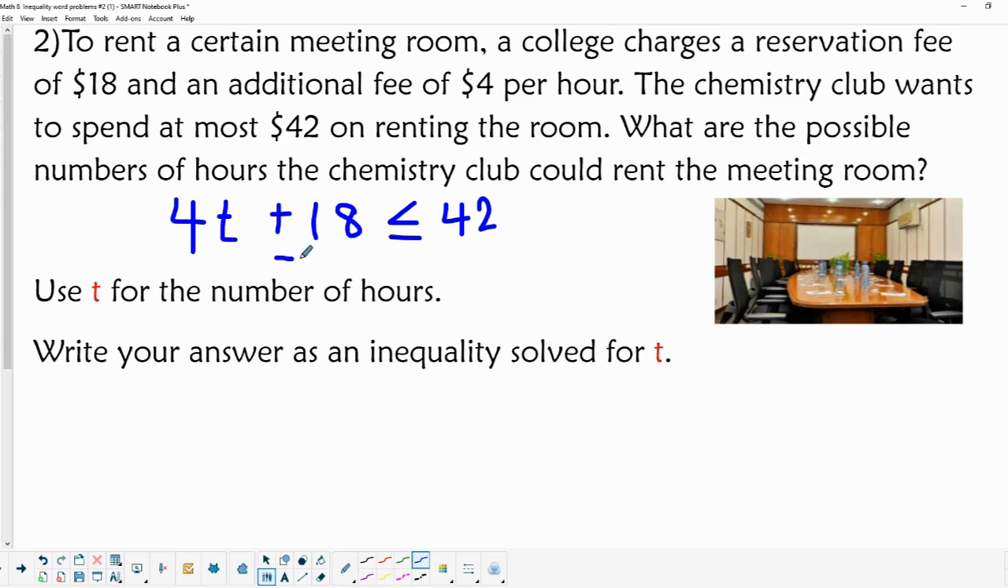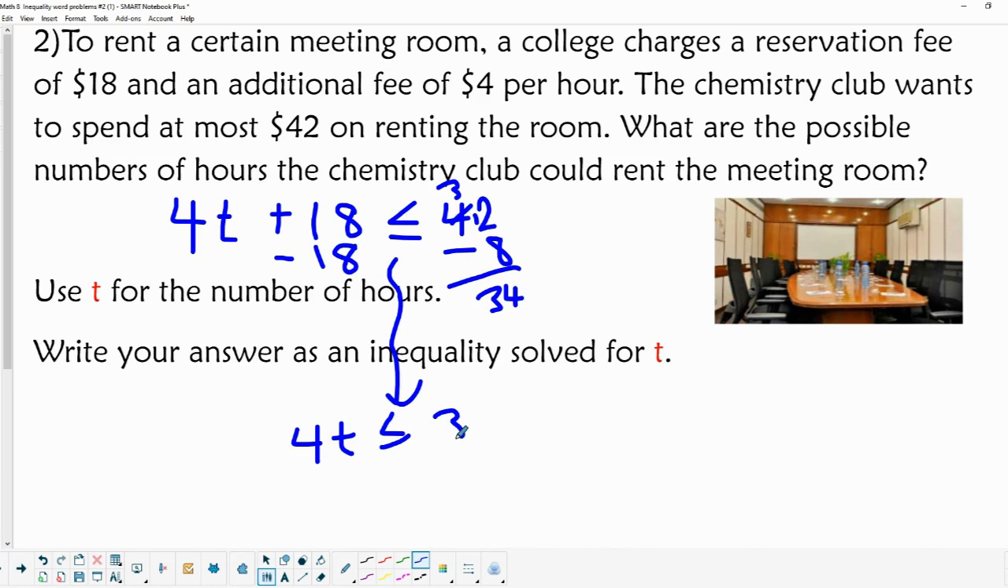So now we have to solve it. To solve that, we're going to subtract 18 from both sides. And then we'll bring the rest down here, so that will leave us with 4t is less than or equal to 42 minus 18. What does that give us? 8, 9, 10. So that leaves us with 34 there. So now we're going to divide by 4.